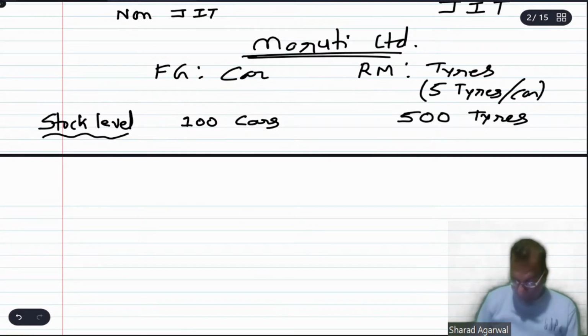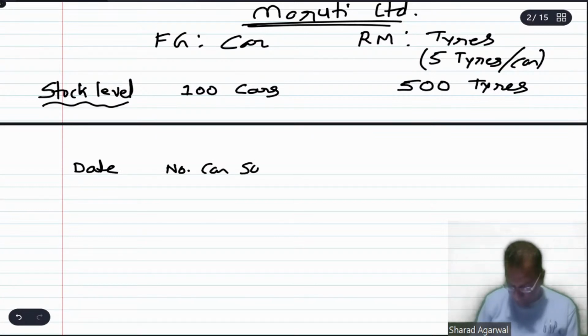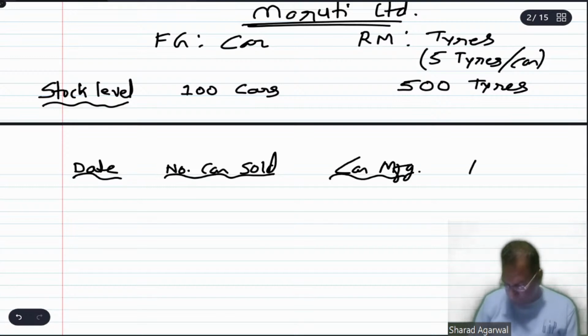Okay, now: date, number of cars sold, car manufactured, tires purchased.